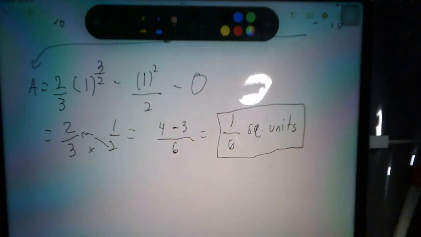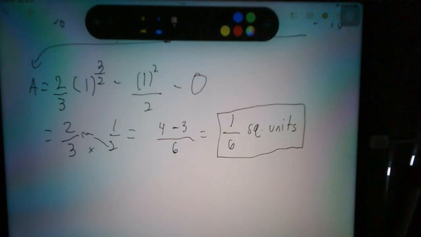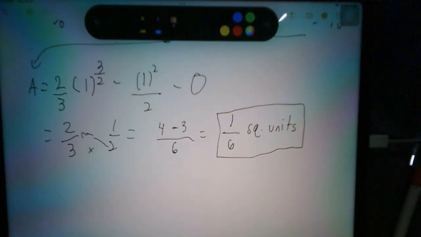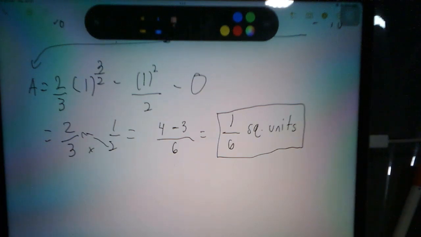So that is all for the area between the curves. Now we are going to tackle volumes. See you on my next lecture. Thank you and have a nice day.